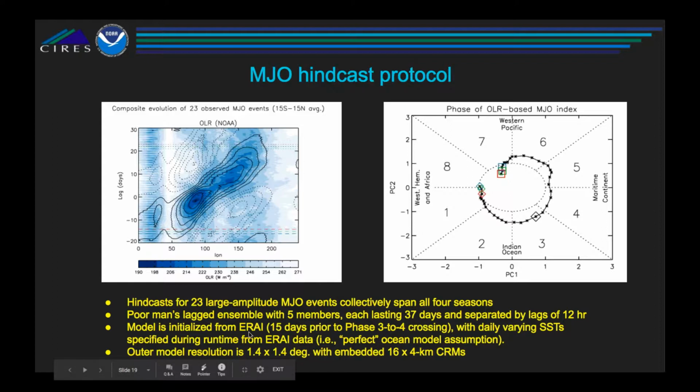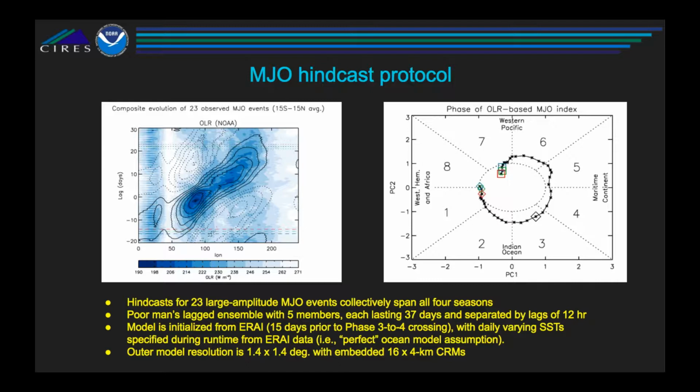And this left panel shows the composite evolution of the events I'm considering. And then the right panel is showing their evolution in terms of the phase space of an OLR-based MJO index. And so the right panel illustrates the initialization. So in terms of the composite event, I'm initializing essentially when convection is located over Africa. And then I define lag with respect to when the MJO crosses the maritime continent. So in this left panel, lag 0 essentially corresponds to when convection is just west of the maritime continent. And then the forecast runs for 37 days until convection's in the Western Pacific Ocean.